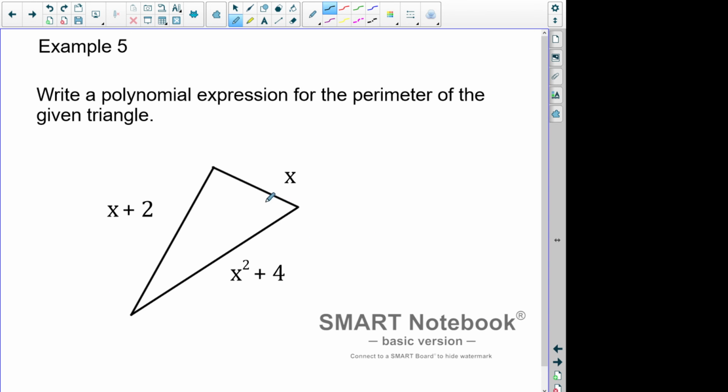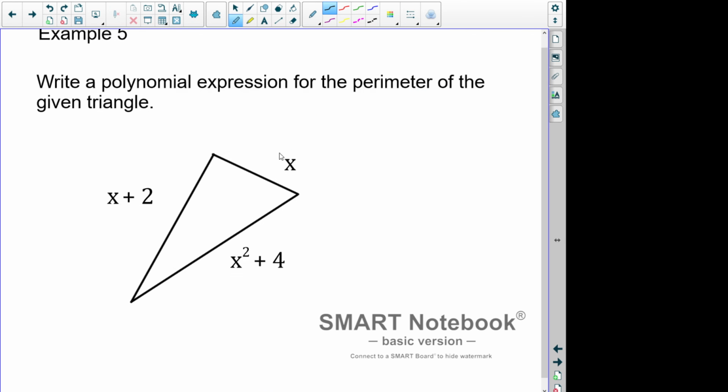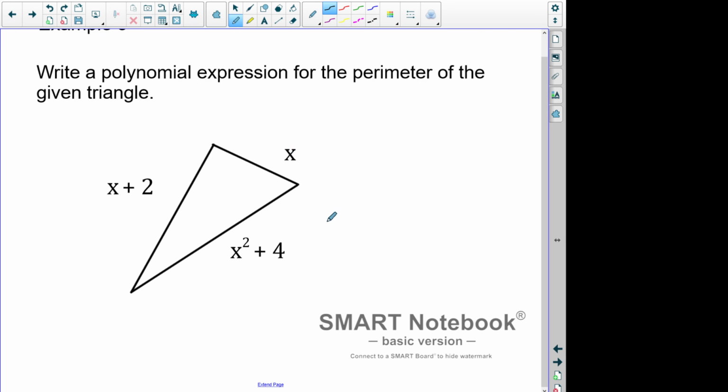So this one here, they're asking you to write a polynomial expression for the perimeter of this triangle. So perimeter just means you're going to add together all the sides. And so I'd have x squared plus 4. So the first side there. This second side, I'd add x to that. And the third side, I would have x plus 2. So this is one side, second side, the third side.